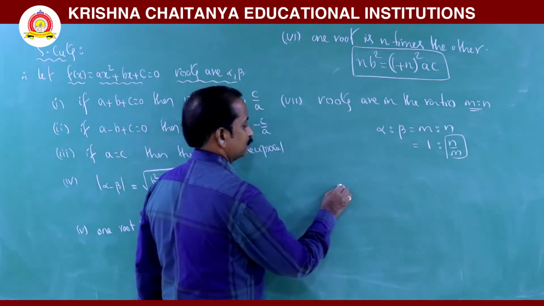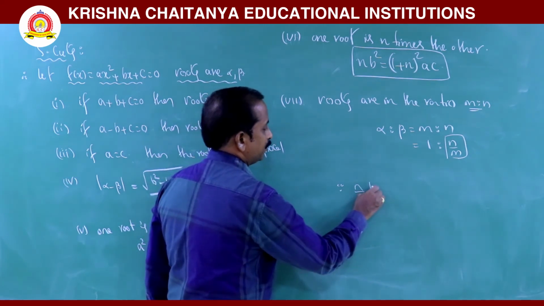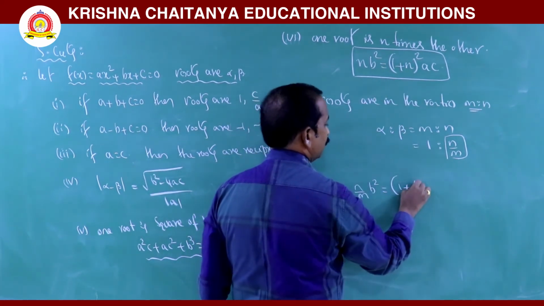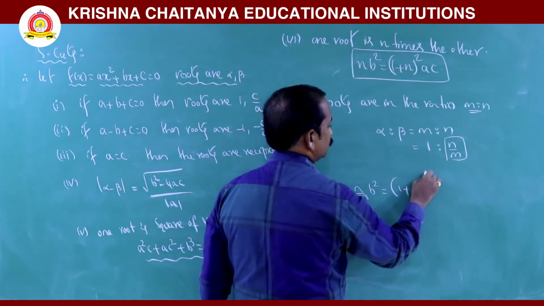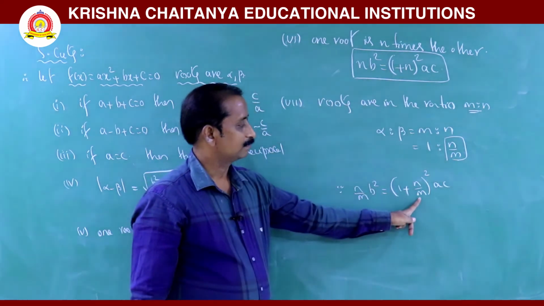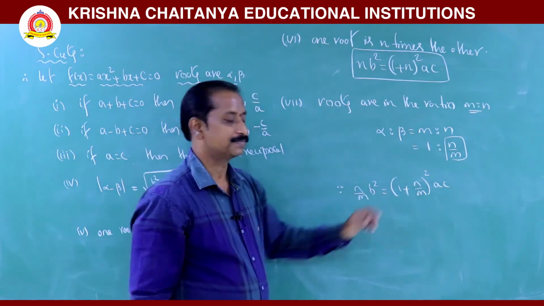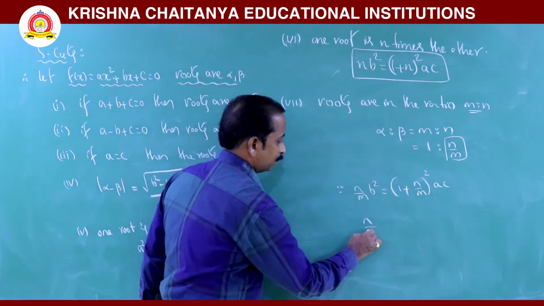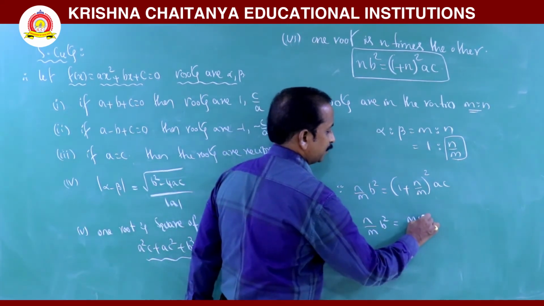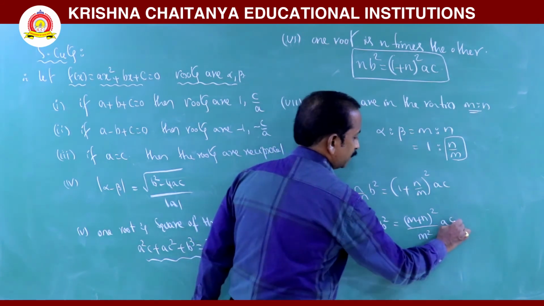Let us move to this proof. N means n by m, so n by m into b square is equal to 1 plus n by m whole square into ac. LCM should be m. After LCM, m plus n whole square divided by m square. So n by m into b square is equal to m plus n whole square divided by m square into ac.